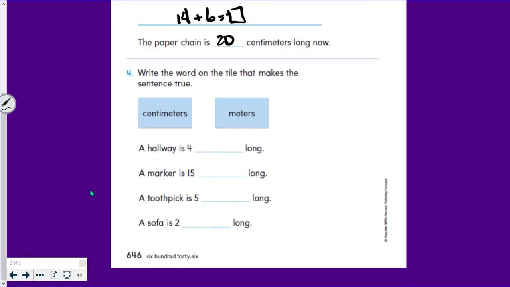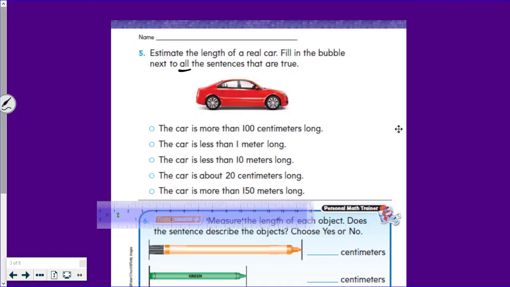All right, write the word on the tile that makes the sentence true. So the hallway, I would say, is 4 centimeters long. A marker is about 15 centimeters long. I'm just going to abbreviate mine. A toothpick is about 5 centimeters long. And a sofa is about 2 meters long.